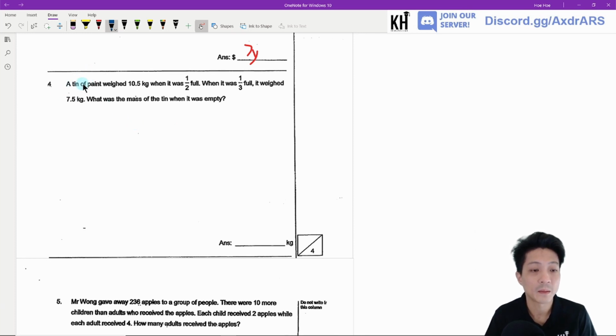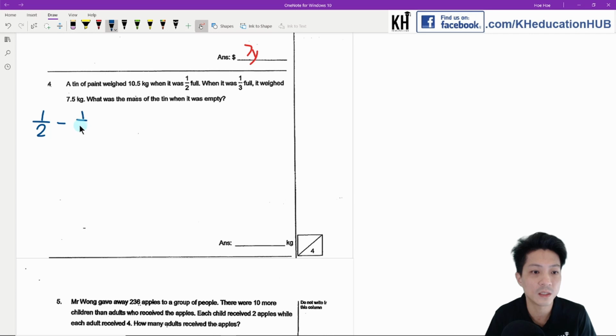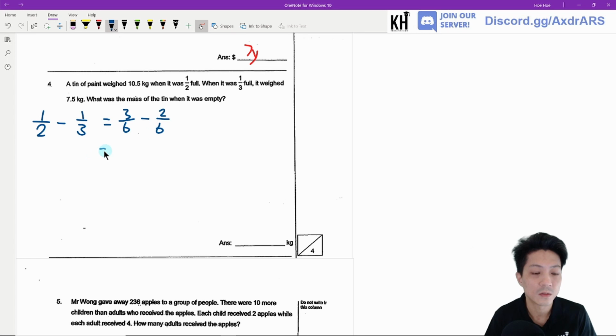Question 4. A tin of paint weighs 10.5 kg when it was half full. When it was 1/3 full, it weighs 7.5 kg. Okay, what was the mass of the tin when it was empty? So the first thing that we're gonna do is we're gonna use half minus 1/3 is equals to 3/6 minus 2/6, which is 1/6.